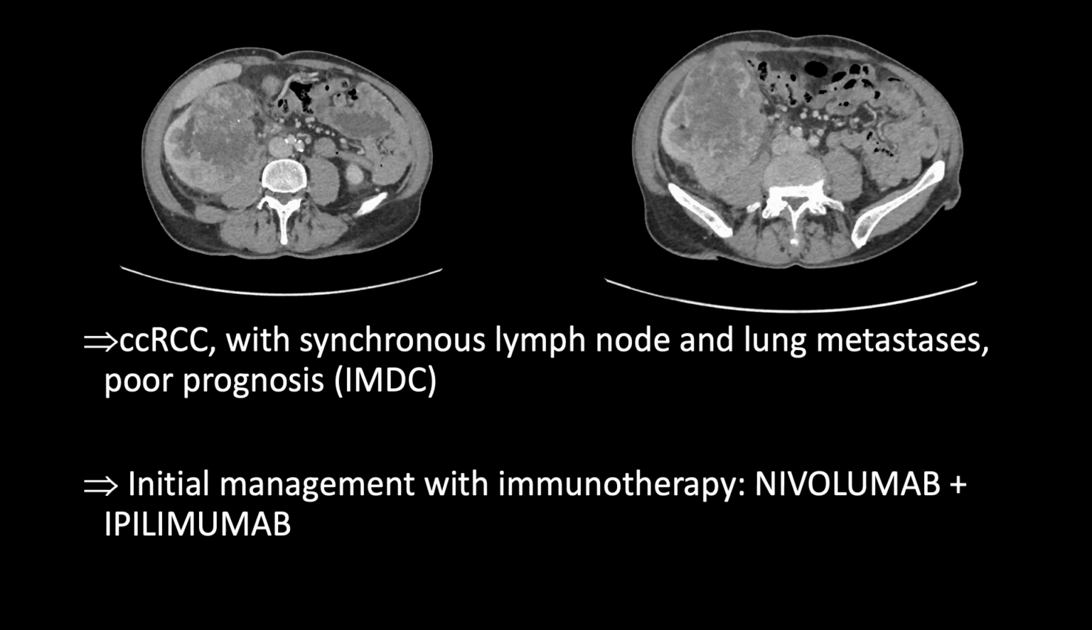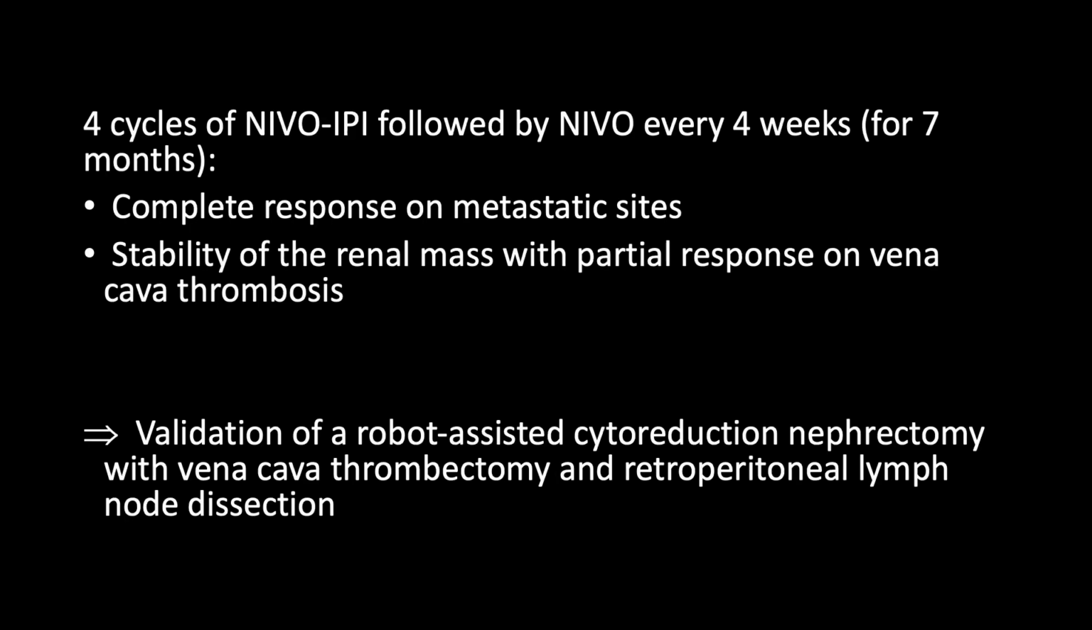Final diagnosis was poor prognosis clear cell renal cell carcinoma with synchronous lymph node and a lung metastasis. A combination of nivolumab and ipilimumab was initiated. After 4 cycles of treatment followed by maintenance nivolumab, a good response was observed on metastatic sites with stability of the renal mass and partial response on vena cava thrombosis.